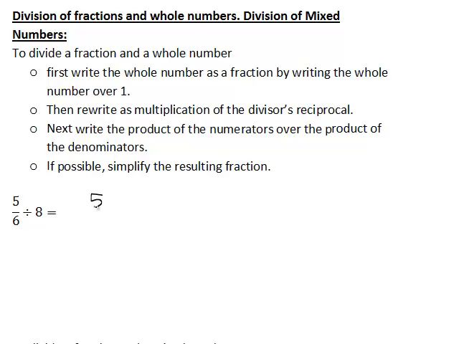So first, let's just rewrite this division problem as division with a fraction. We write the whole part 8 here over 1. Then we can change it to a multiplication problem. We write the first one, nothing changes with that first or dividend part of the problem. We change to multiplication and we invert or find the reciprocal of the divisor, the second one.